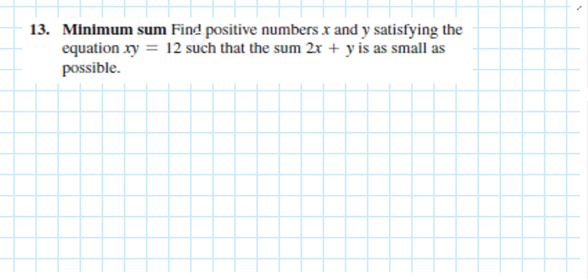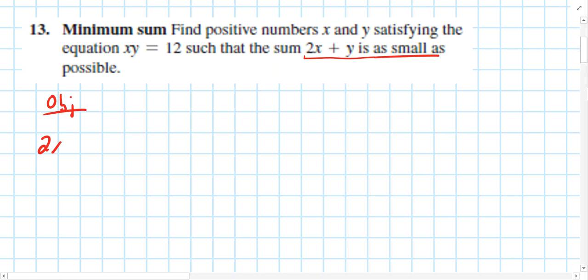In this problem, we're told to find positive numbers x and y that satisfy the equation x times y equals 12, such that the sum 2x plus y is as small as possible. So I notice that the phrase "as small as possible" is given to us. That tells me that this description is talking about our objective, and the equation associated with this request is 2x plus y. So right off the bat, I'm going to say that the objective function is that 2x plus y has to be as small as possible, and I'm going to say that that sum is z. So our objective function, z equals 2x plus y.